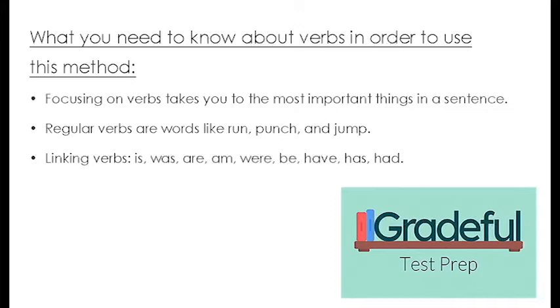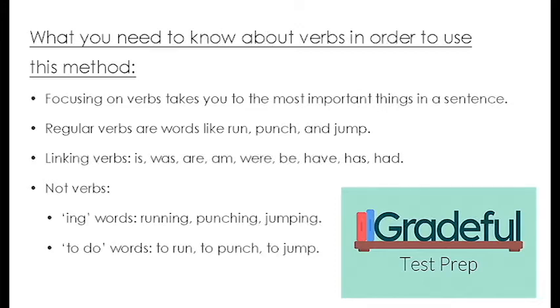If it is true that focusing on verbs is a secret to success on the SAT, then you need to know which words seem like verbs but are actually not. And that's your ing words. So run, punch, and jump are verbs, but running, punching, and jumping are not verbs. And also your to-do words. So run, punch, jump are verbs, but to run, to punch, and to jump are not verbs.